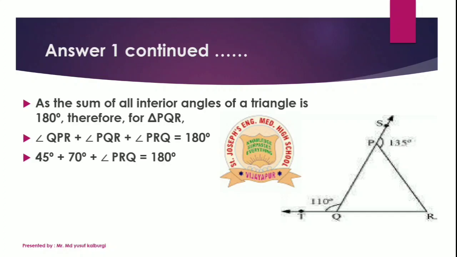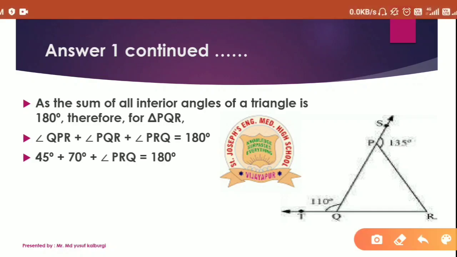PRQ we don't know, it is equal to 180 degrees. So we have got two values. If you add them both, you are going to get, if you take that to the right hand side, what will it be? It will be negative. So 45 plus 70 will become 115 degrees.